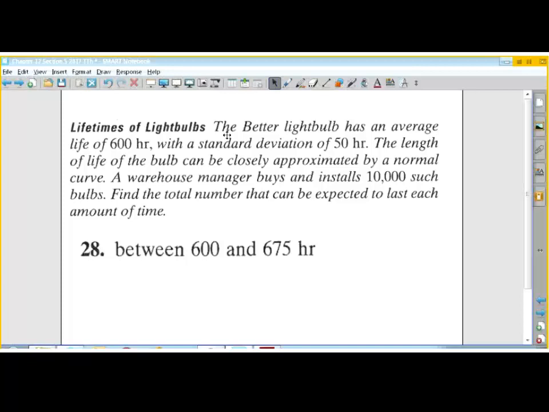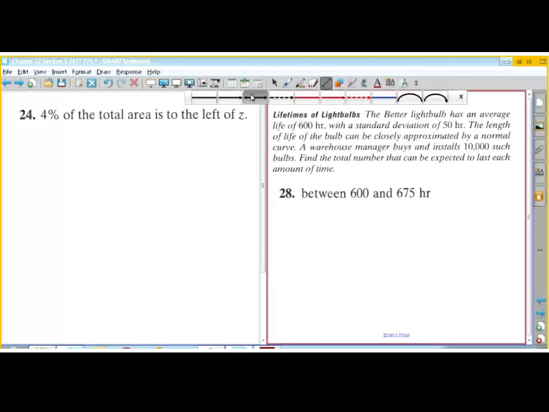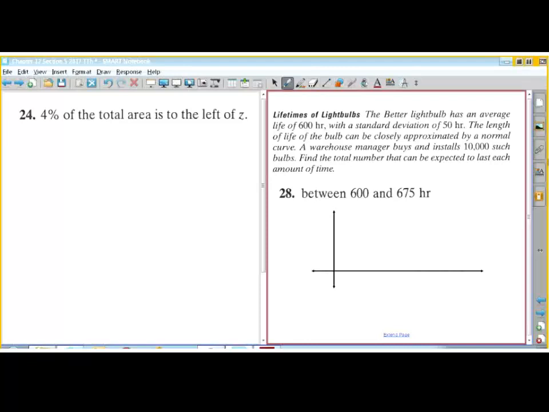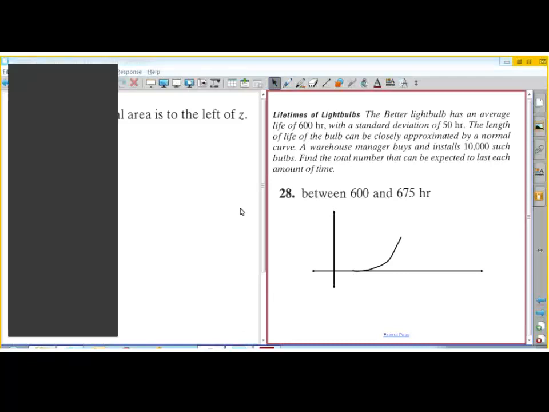So they're asking between 600 and 675 hours. So again, we're going to draw a picture of what this looks like. And because it's not z-scores, it's actually numbers, the normal distribution is going to look something like that.